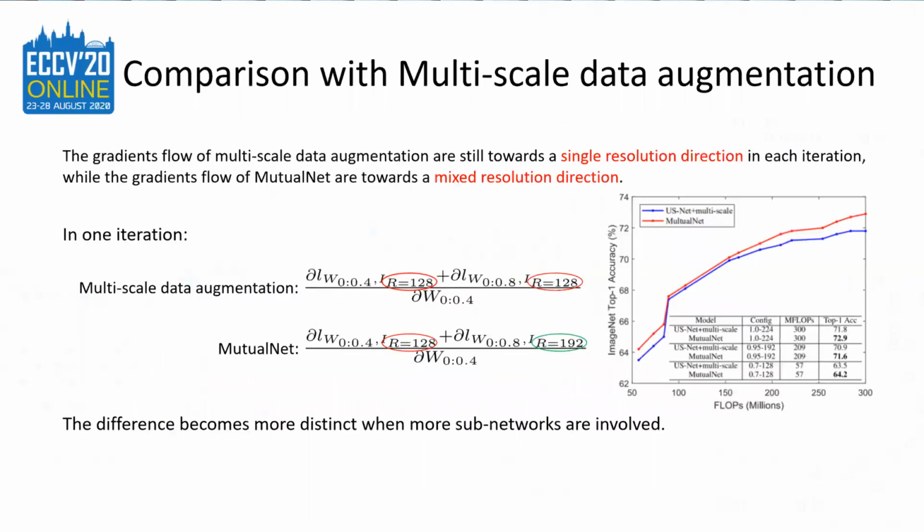We also explain that MutualNet is different from multi-scale data augmentation from the view of gradient flow. In multi-scale data augmentation, different scale images are used in different iterations, but in one iteration, the gradients are still optimized towards a single resolution direction, while in MutualNet, the gradients are optimized towards a mixed resolution direction in each iteration. The difference becomes more distinct when more subnetworks are involved.